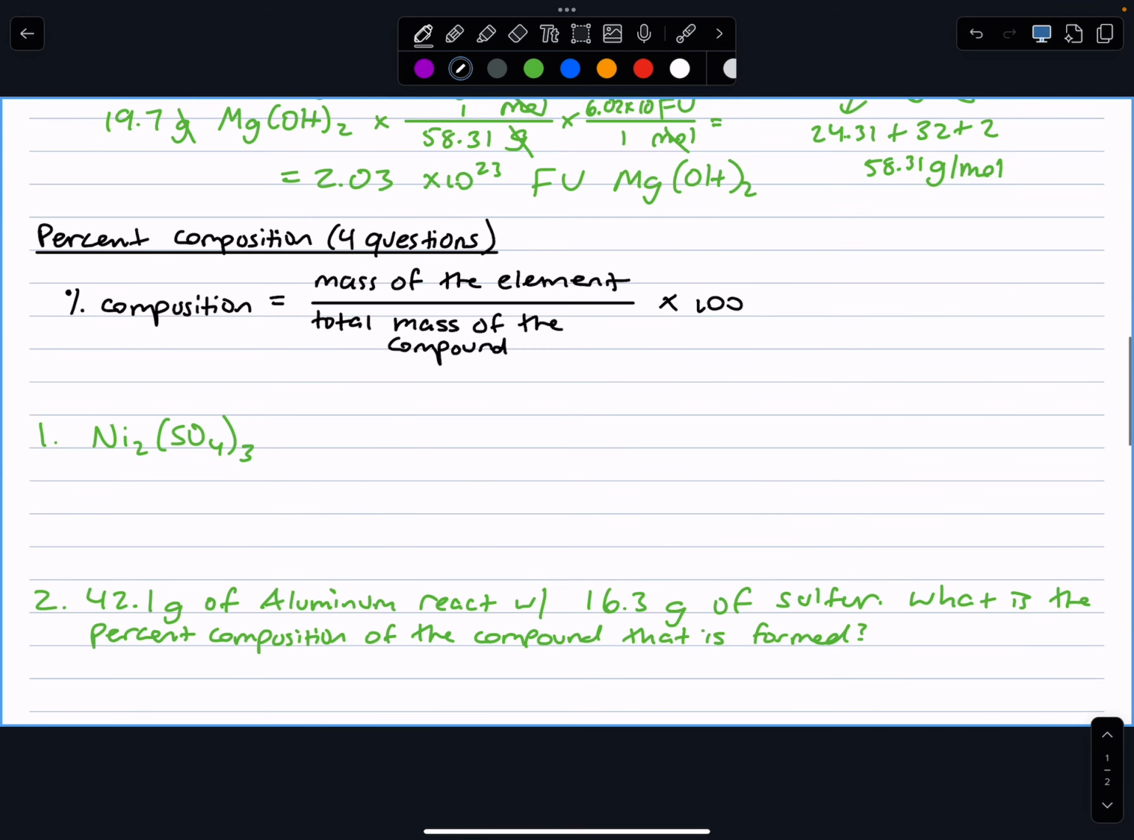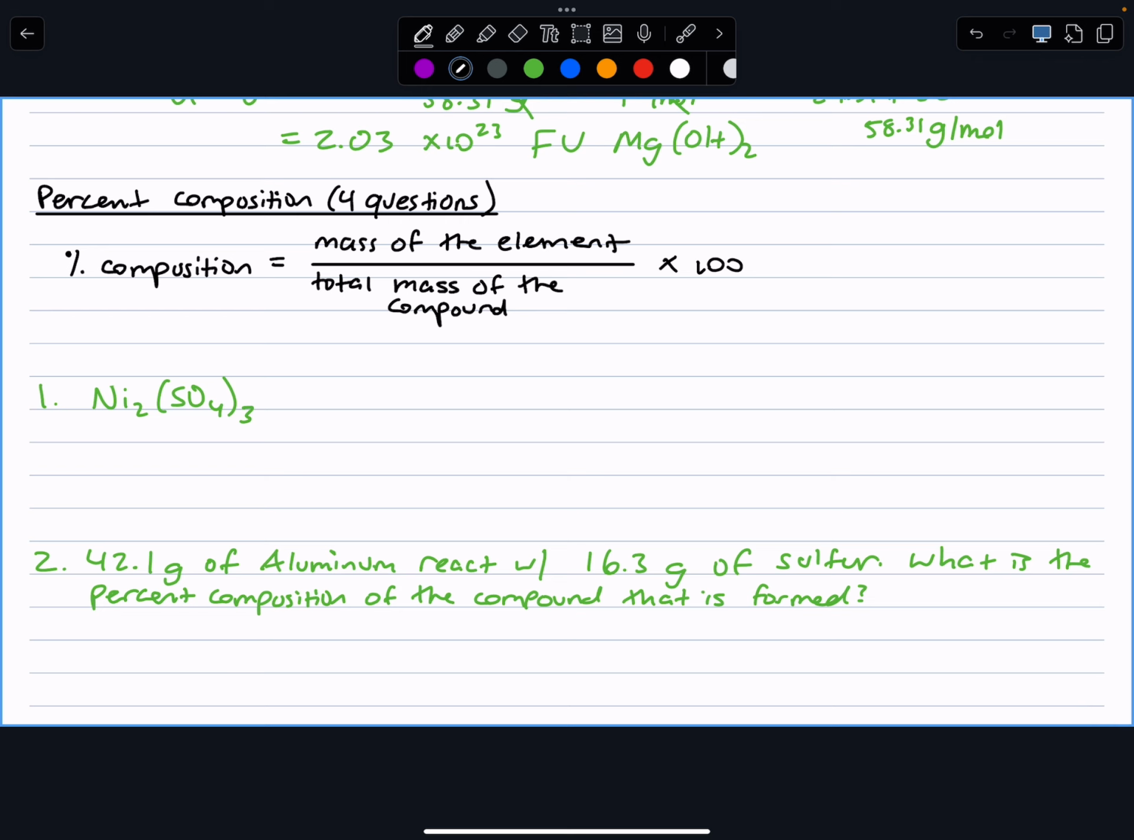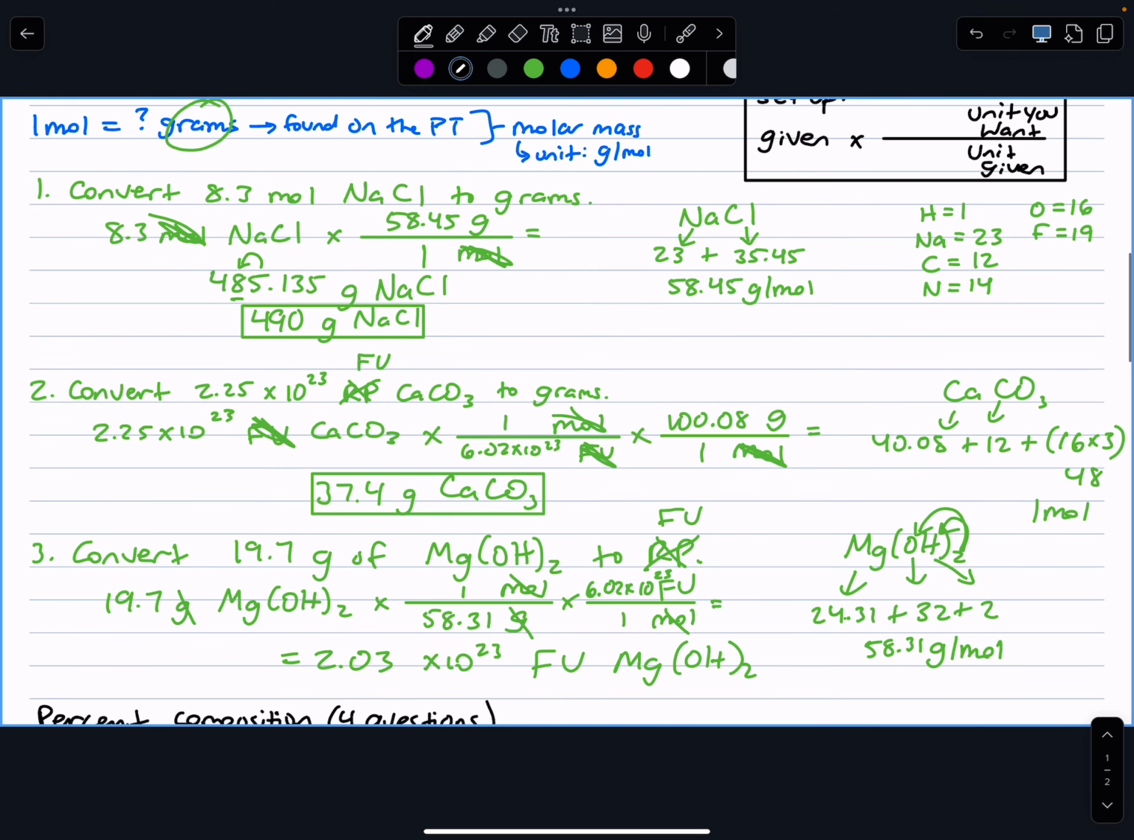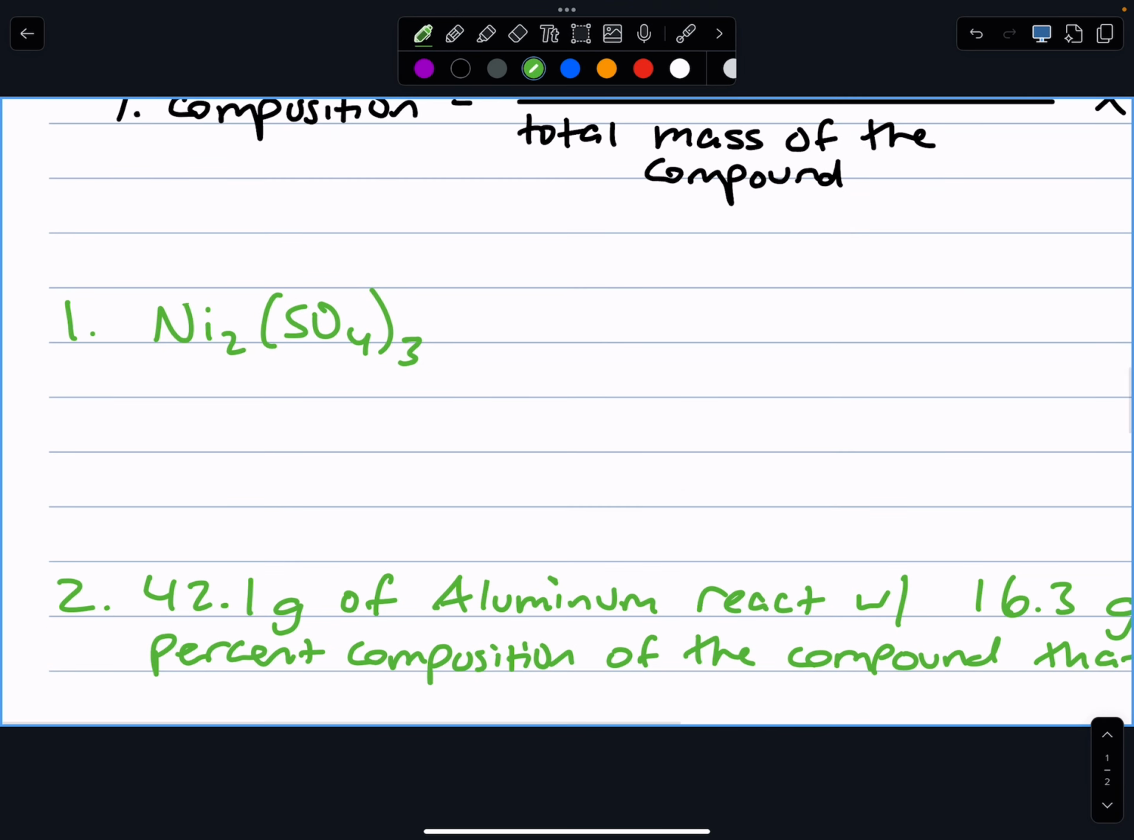All right, let's start. When given a formula, guys, the first thing that you want to do is find the molar mass of the whole compound. So you're going to add up all of the masses for every element. Nickel, find nickel on the periodic table and tell me what it weighs. 58.69. Beautiful. But I have how many of them? In the formula, how many nickels do I have? So I have to times it by 2. Does that make sense?